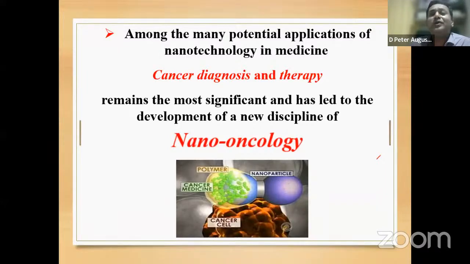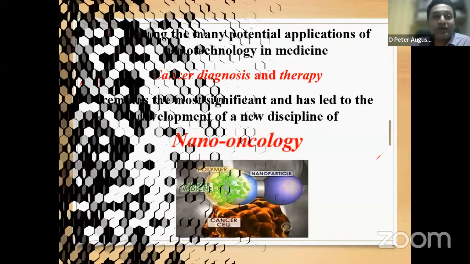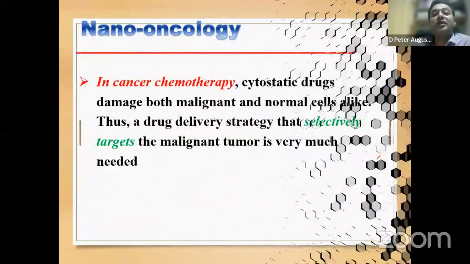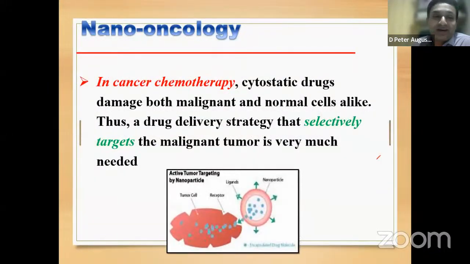So this is how the nanoparticle looks. You can remember, like gold-plated silica, right? It's a polymer. This cancer medicine is there, and the nanoparticle, once injected, is going to penetrate the cancer cell and destroy it. Chemotherapy, cytostatic drugs damage both malignant and healthy cells, that's what we know. But we want targeted therapy that targets the malignant tumor alone, which is very much needed currently.